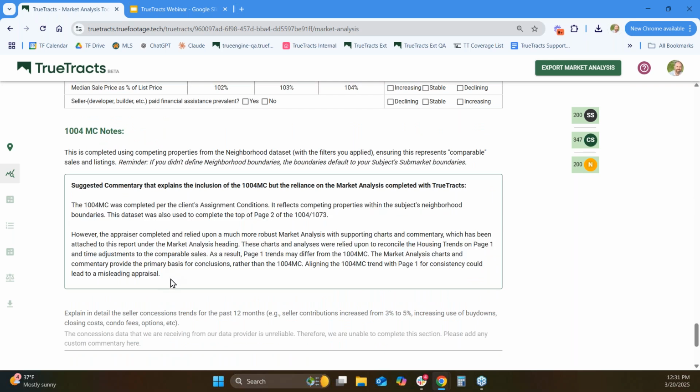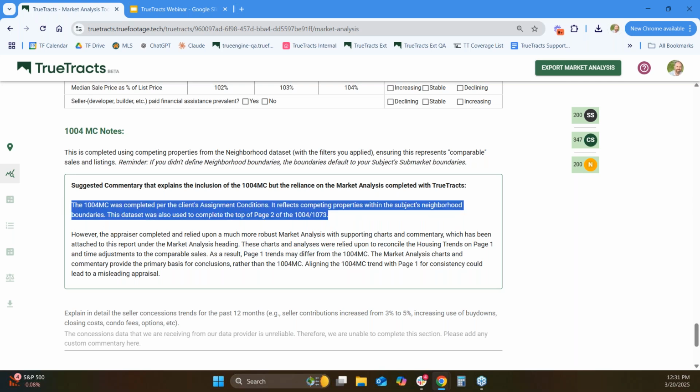This commentary basically says that, look, we completed the 1004MC as you asked us to, per the assignment conditions. Here's what it reflects. But most importantly, however, the appraiser completed and relied upon a much more robust market analysis, supporting charts and commentary. These charts and analysis were relied upon to reconcile housing trends and time adjustments. As a result, page 1 trends may differ from the 1004MC. And so this whole comment is great to put in your report.